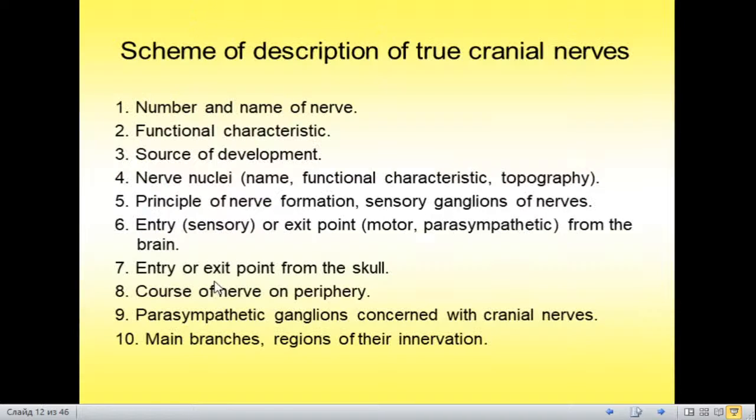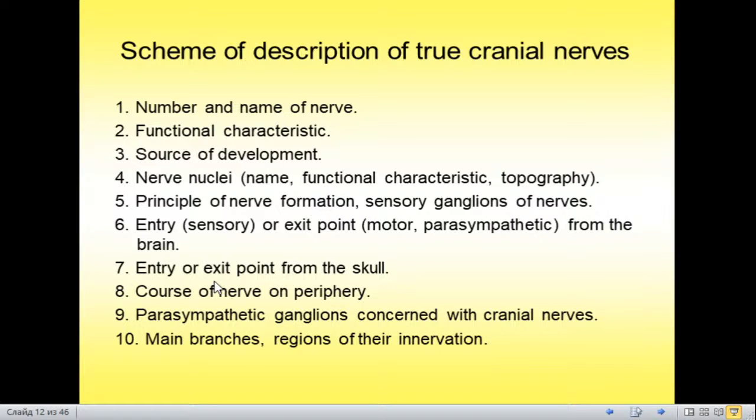You have to know the scheme, how to plan, how to describe cranial nerves. First one, you have to mention its number and name in English and Latin. Second, functional characteristic. It means sensory, motor, or mixed. Third one, source of development. You have to use classification based on origin of cranial nerves and mention the group: either nerves deriving from cephalic myotomes, derivatives of visceral arches, or formed by union of spinal nerves.